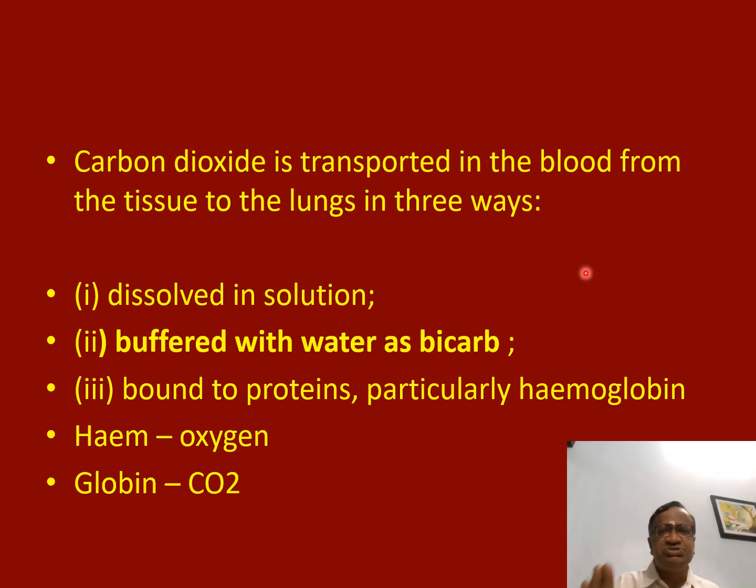Carbon dioxide is transported in the blood from the tissue to the lungs in three ways: dissolved in solution, as bicarbonate, and bound to protein, particularly hemoglobin. Recall again: dissolved in solution, bicarbonate, proteins, particularly hemoglobin. These are the three things. When you say hemoglobin, oxygen is bound to the heme portion, while carbon dioxide is bound to the globin portion. It is the protein portion. That is the difference.